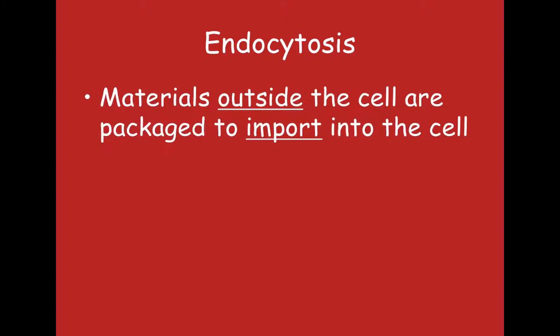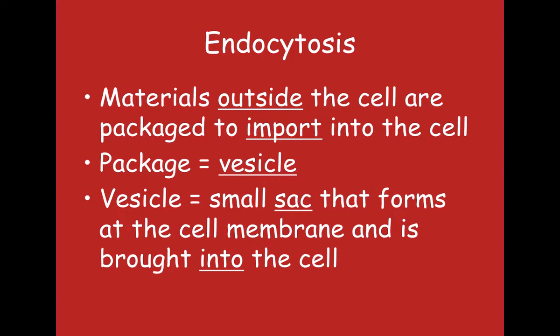We're going to look here first at endocytosis. In endocytosis, materials on the outside are packaged to import into the cell. The package itself is called a vesicle, and basically what a vesicle is, it's a small sac that forms at the cell membrane and it gets brought into the cell.